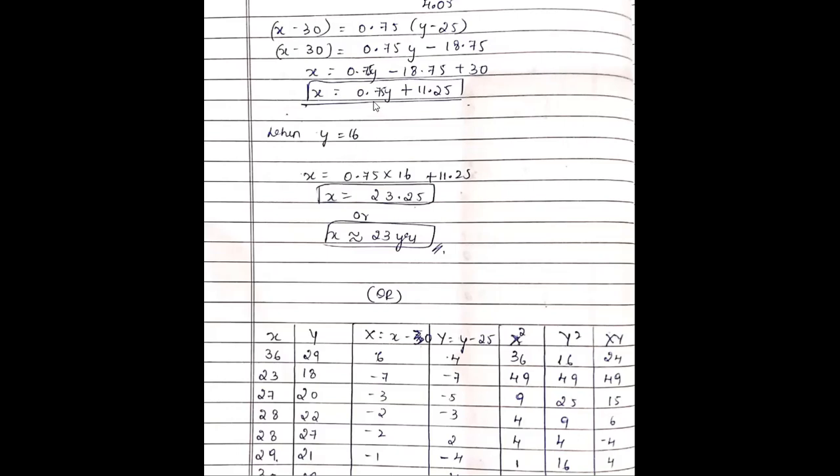That will give me 0.75 into 16 plus 11.25. You can use the calculator, and the answer is x is equal to 23.25, which is approximately equal to 23 years. So the age of the husband is 23 years. That's one way of solving this problem, which, if you observe, is quite lengthy.